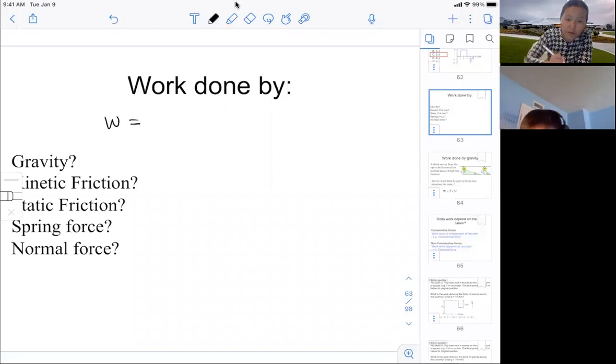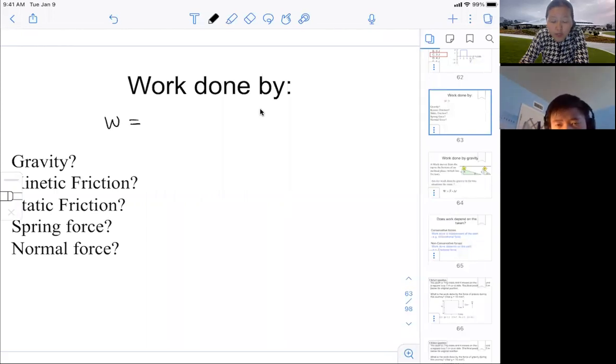Work is defined as, how do we calculate work? Okay. Work is force times displacement. Thank you, Eric. Work is distance times force. Yes, so in general terms, we say force times distance, right? You apply a force for a certain amount of distance, and that's work.